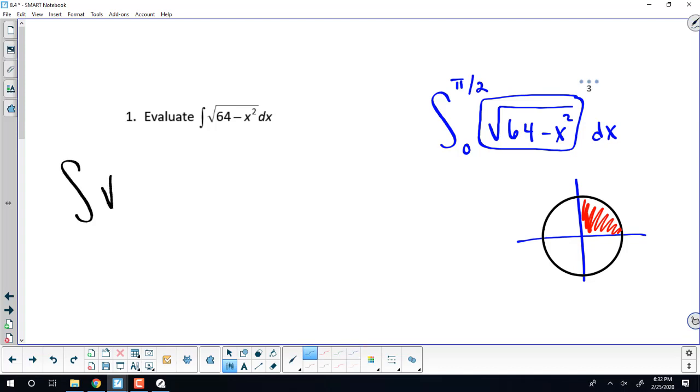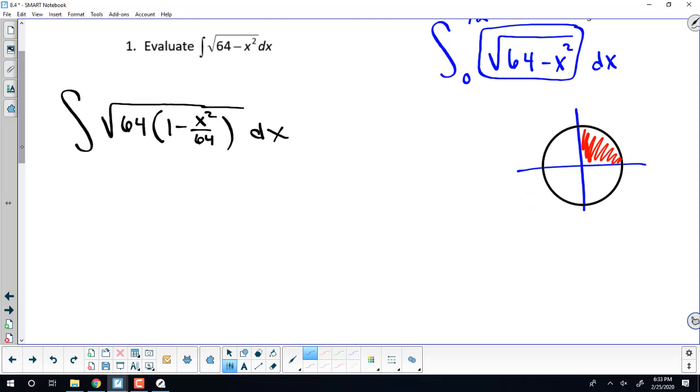So we're going to, again, factor this 64 out. We've got our 1 minus x squared over 64, all under the radical. We're going to take the square root of 64, put it out front as our constant. And then we're going to rewrite the x squared over 64 as a quantity x over 8 squared. So once you do a couple of these, this step is pretty much automatic. Of dx.